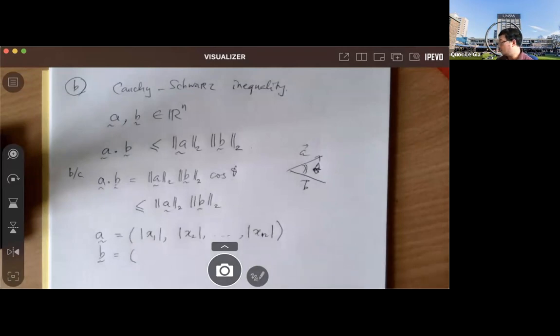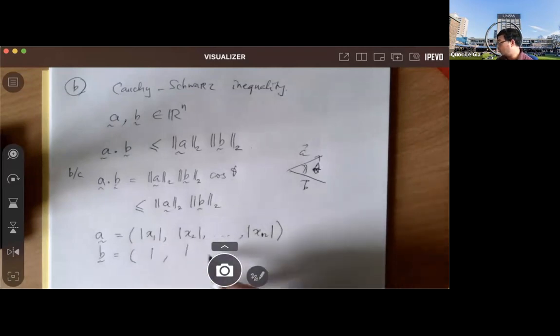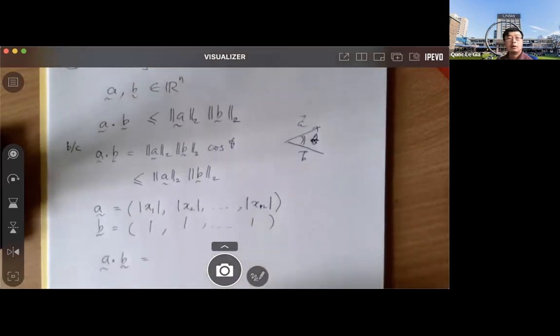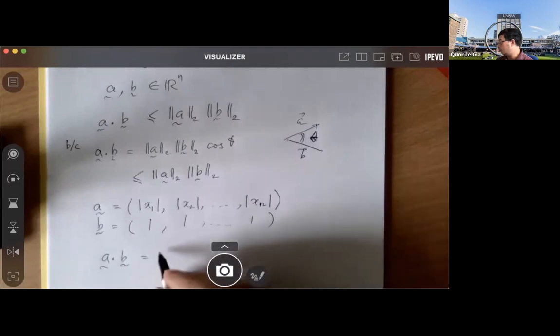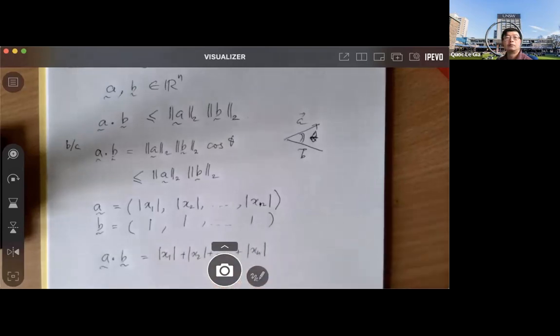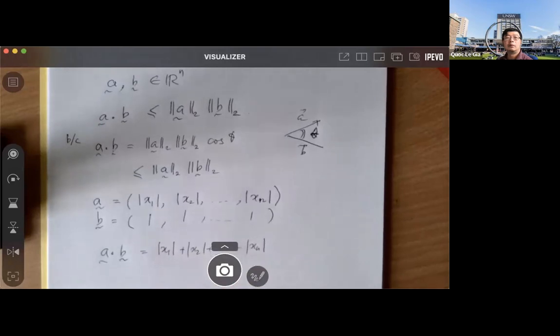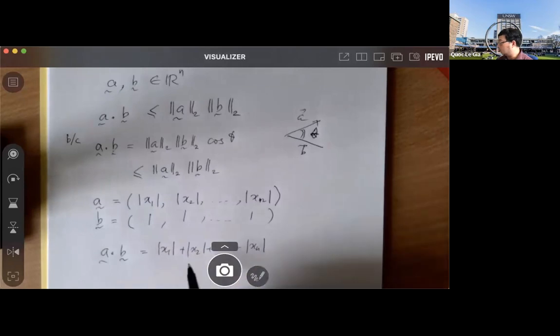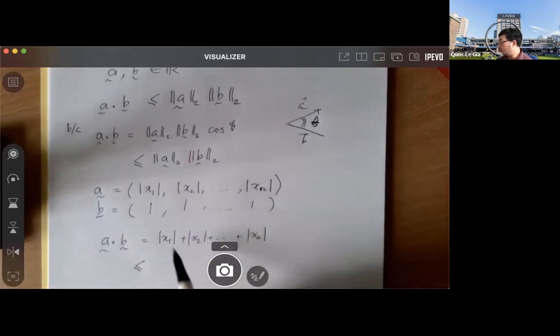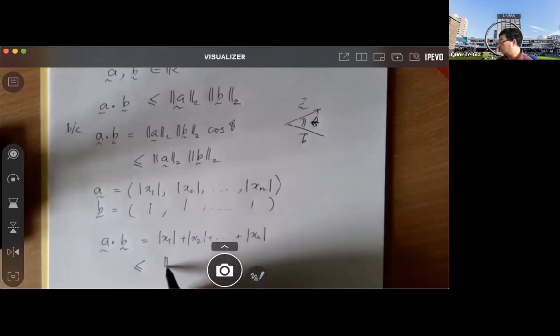Ones, yes, correct. So you choose B as 1, 1, 1, 1, up to the last one. Then A dot B is just the sum of the absolute values of x1 plus x2 up to xn, right? And you see it will be less than or equal to... now what is the two norm of A? Well, the two norm of A will just equal the two norm of vector x.